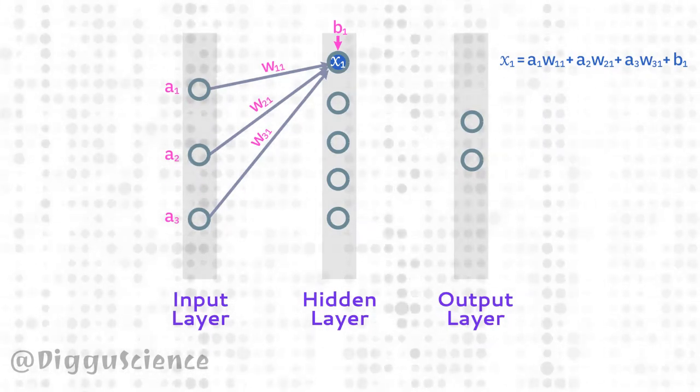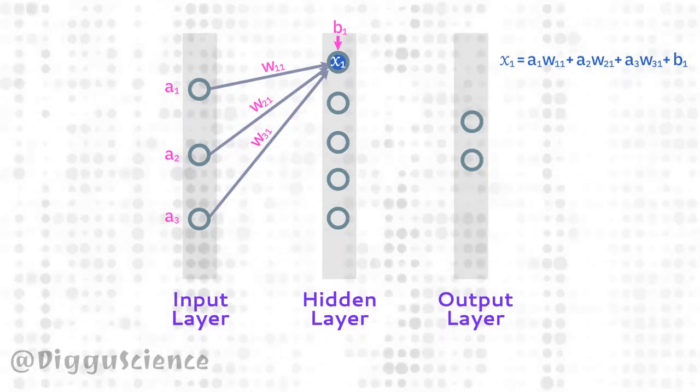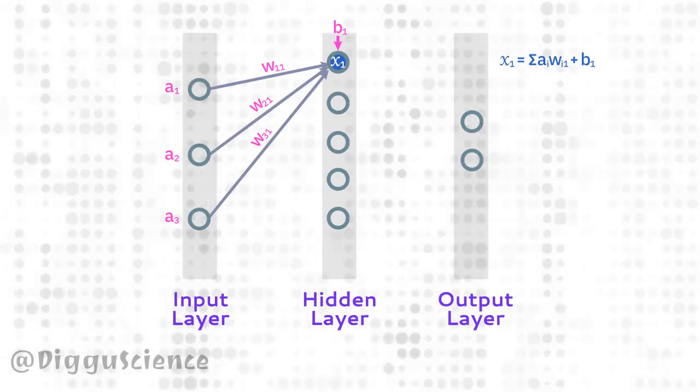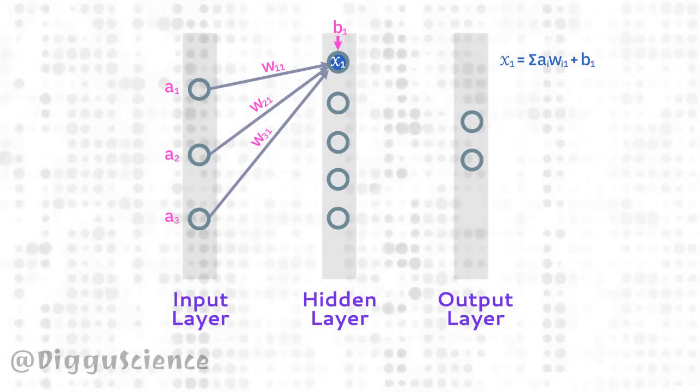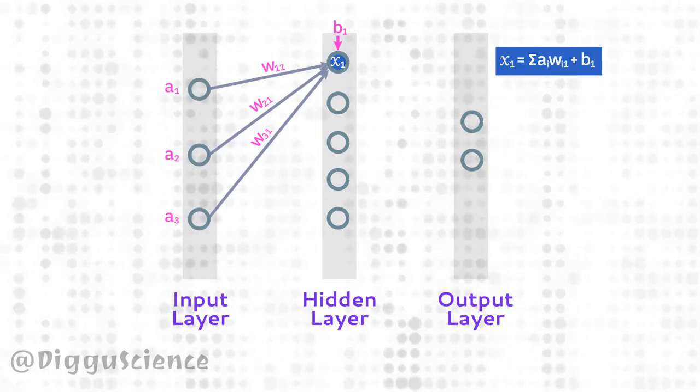If the number of input nodes is very large, we can write the weight multiplication in sigma notation. x1 is equal to sigma aiWi1 plus B1. This is the input value at the output node.